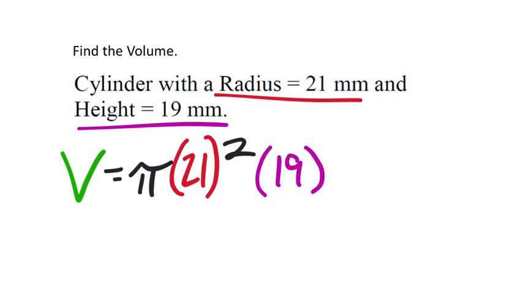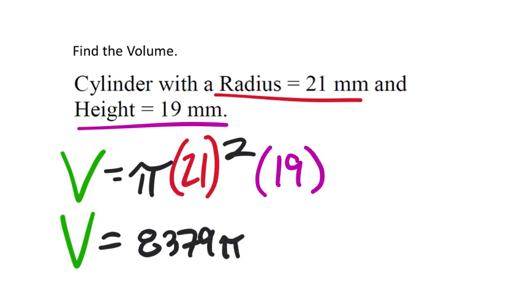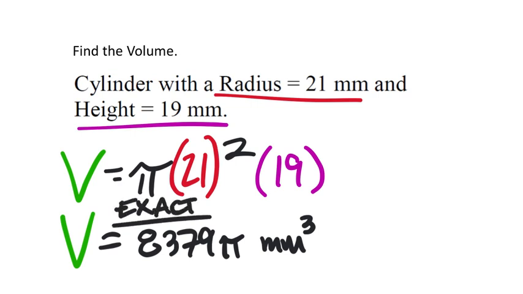And again, this is something we could put directly into the calculator. So I type pi times 21 to the power of 2 times 19, enter. And the calculator right now is showing me 8,379 pi. And yes, that would be in cubic millimeters. This is what we call the exact value. So just in case it asks for an exact value on an assignment, this would be exact.